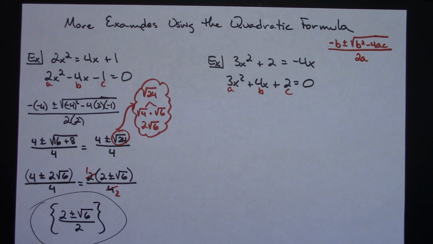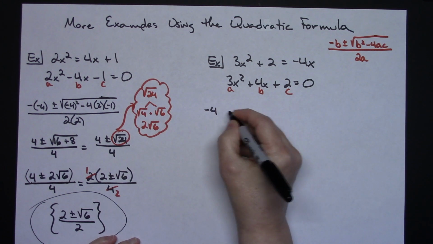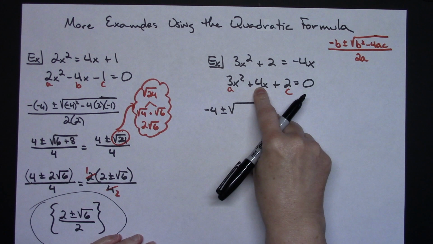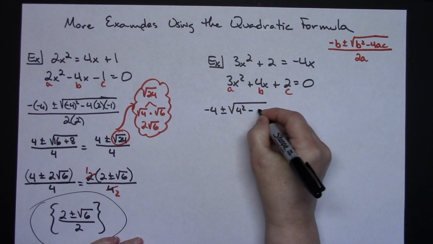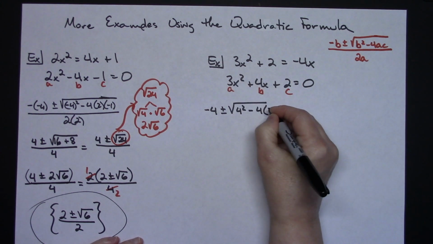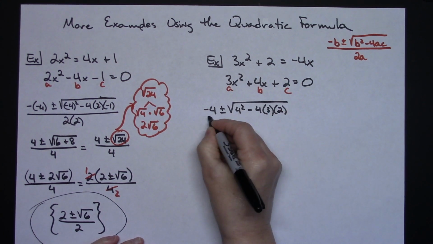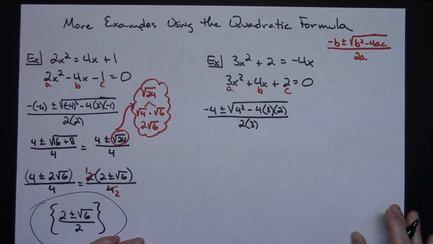So again, going straight to that formula and plugging things in, a negative b is going to give me a negative 4, plus or minus the square root of b squared, which is going to be 4 squared, and then minus 4 times a, which is 3, and then times c, which is 2. And then all over 2 times my a value, which is 3.